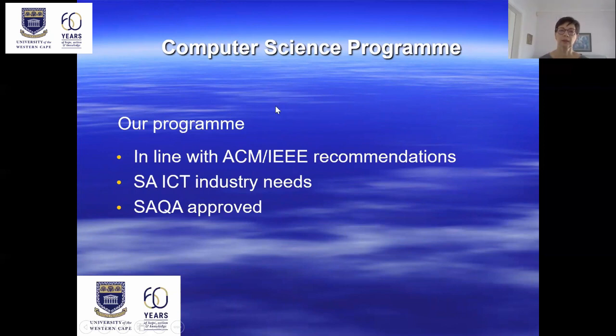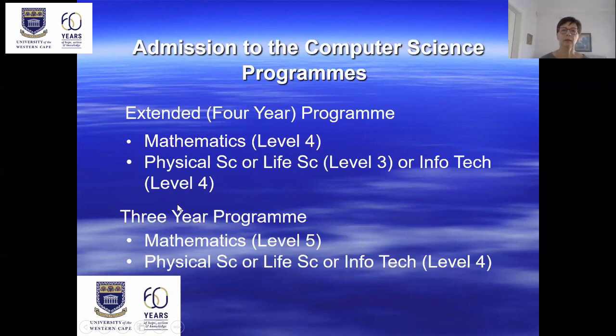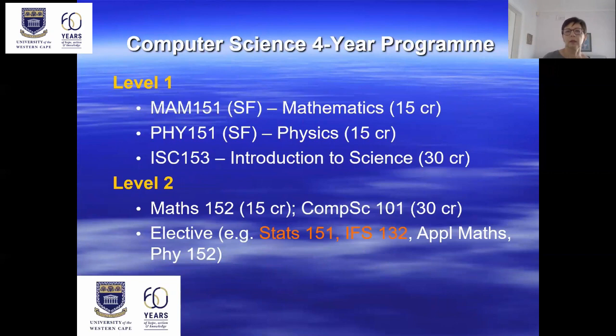Our program is aligned with international standards and also South African standards, which is approved by SAPA. You can either opt for a 4-year program, that's the extended program, or the 3-year program. And the details here are shown of what you're required to enroll for if you take the 4-year program or the 3-year program. With the 4-year program, you'll see in your first year and your second year what your options are. So you have to take mathematics, physics, and introduction to science, and then you'll move on to more advanced mathematics.